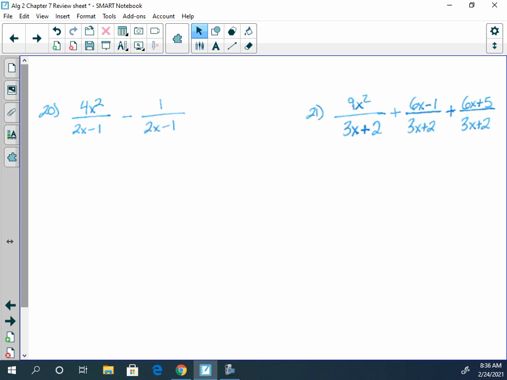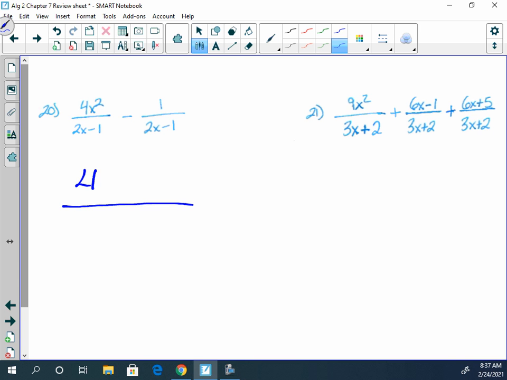So we're going to look at these addition and subtraction problems. Number 21, a problem of this complexity will not show up on the test. You're not going to have more than 2 terms or more than 2 different things that you have to make be the same. Now if we look at number 20, the denominators are already the same, yes? So we can go on and subtract the numerators.